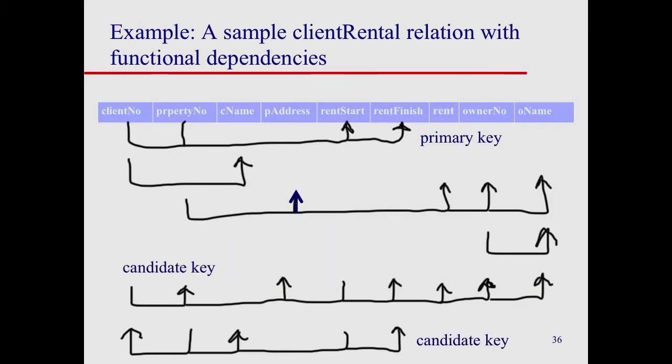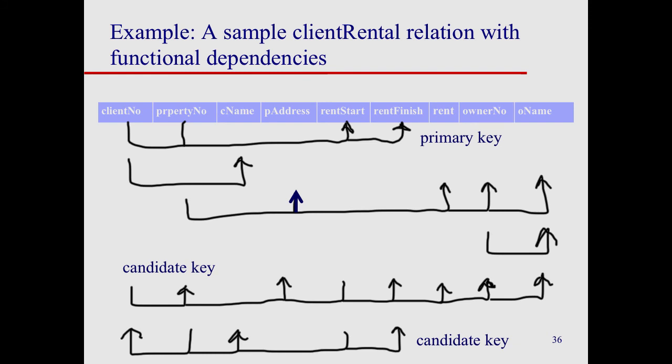So as an example, we're going to do a slightly different example than the staff branch relation. I'll tell you why: if you have a primary key that is a single attribute, then it is already in second normal form. And you'll see as we go along why that's the case.